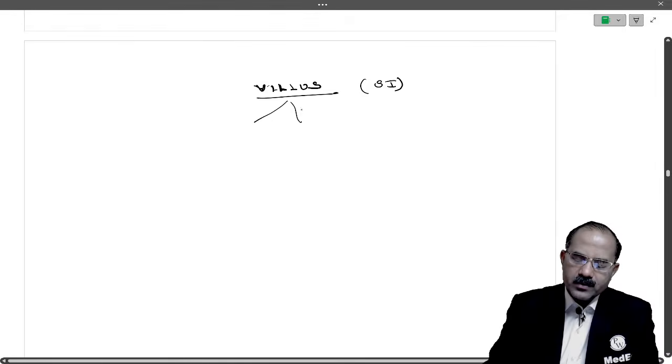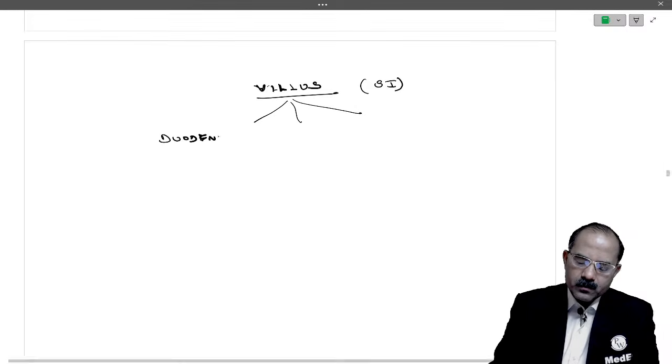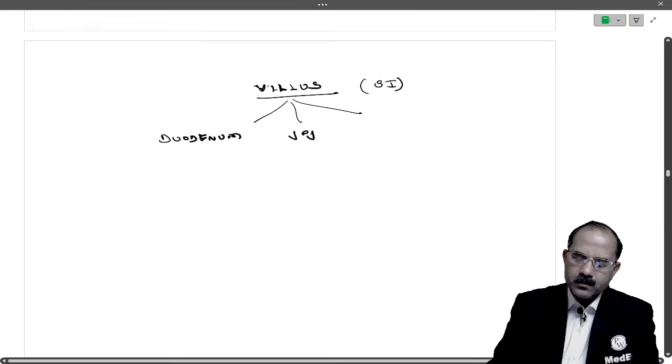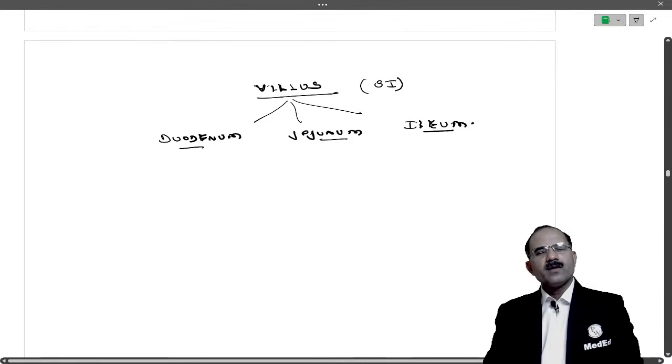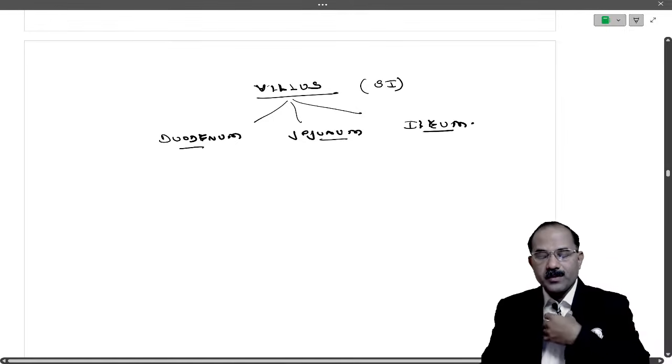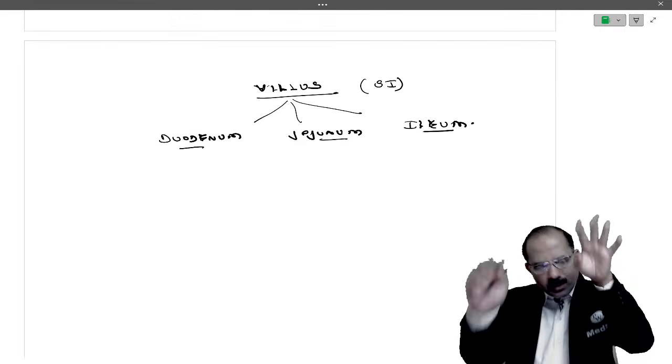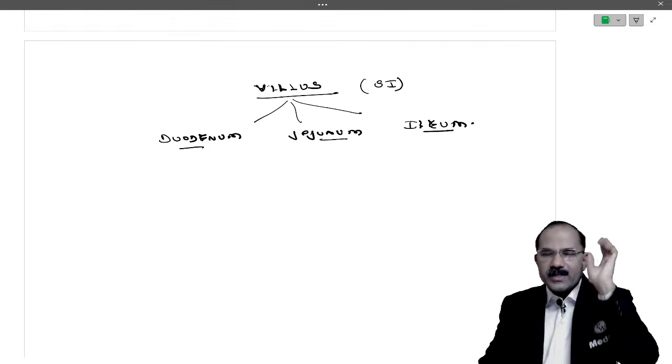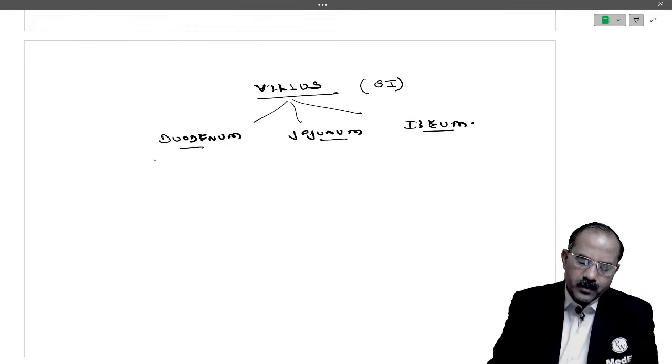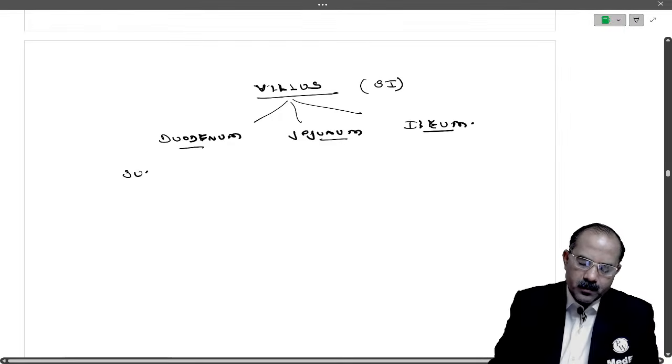Now you tell me. It could be duodenum, it could be jejunum, or it could be ileum. How do you identify this? Can anyone tell me? Tongue like, finger like, that's fine. But what is the main characteristic? The moment you see a finger-like projection, that's villus, right?